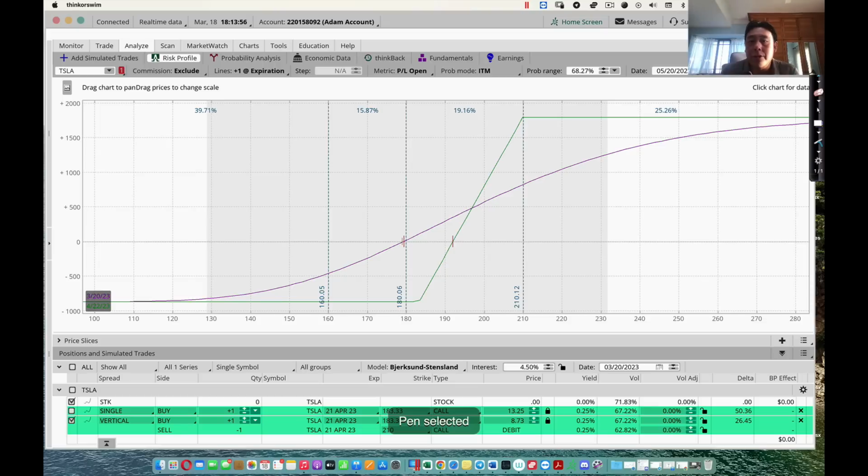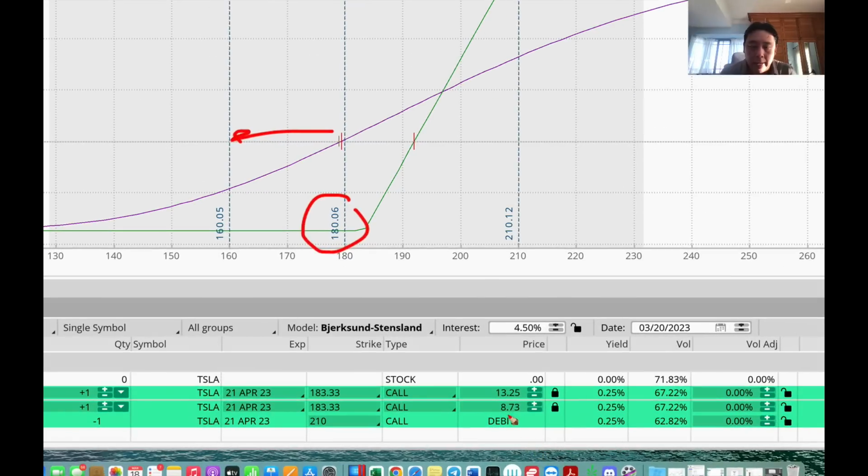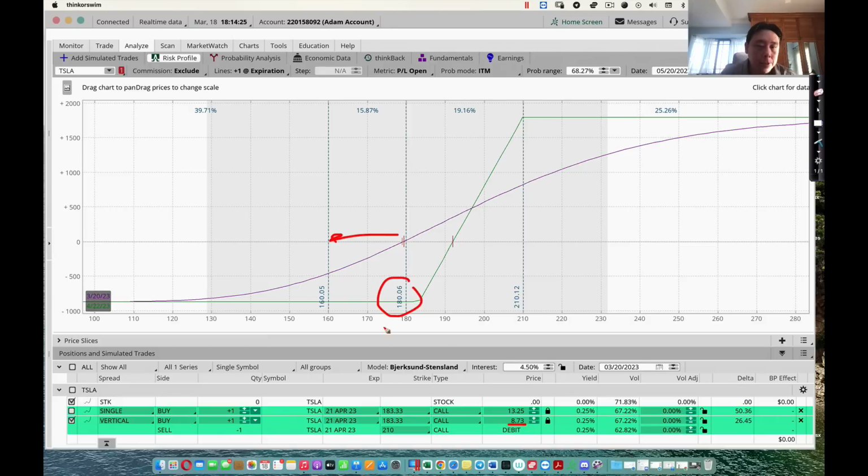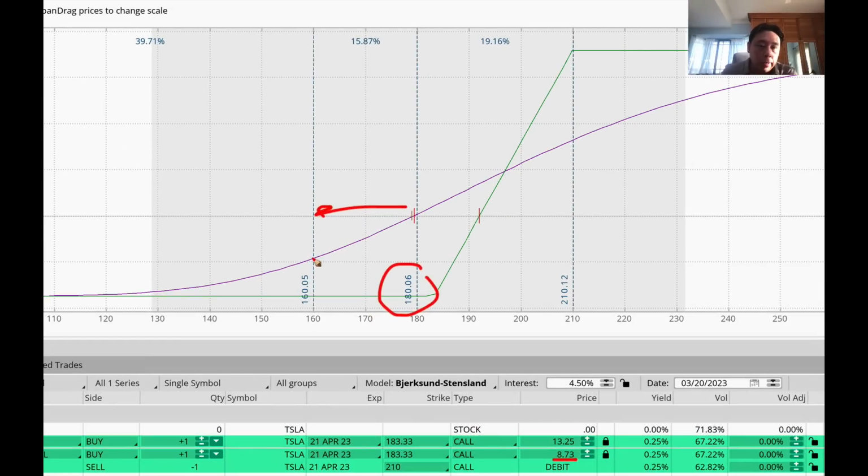So first, let's imagine after you enter the trade, you are wrong on the direction. Let's say Tesla doesn't go up, Tesla goes down, okay? And let's say from 180, Tesla goes down to 160, which is the stop loss price. So at that point, you exit the trade, you cut loss on the trade. Now, will you lose the entire premium? Would you lose $8.73 times 100? Would you lose $873? No, you won't, unless you allow it to expire worthless.